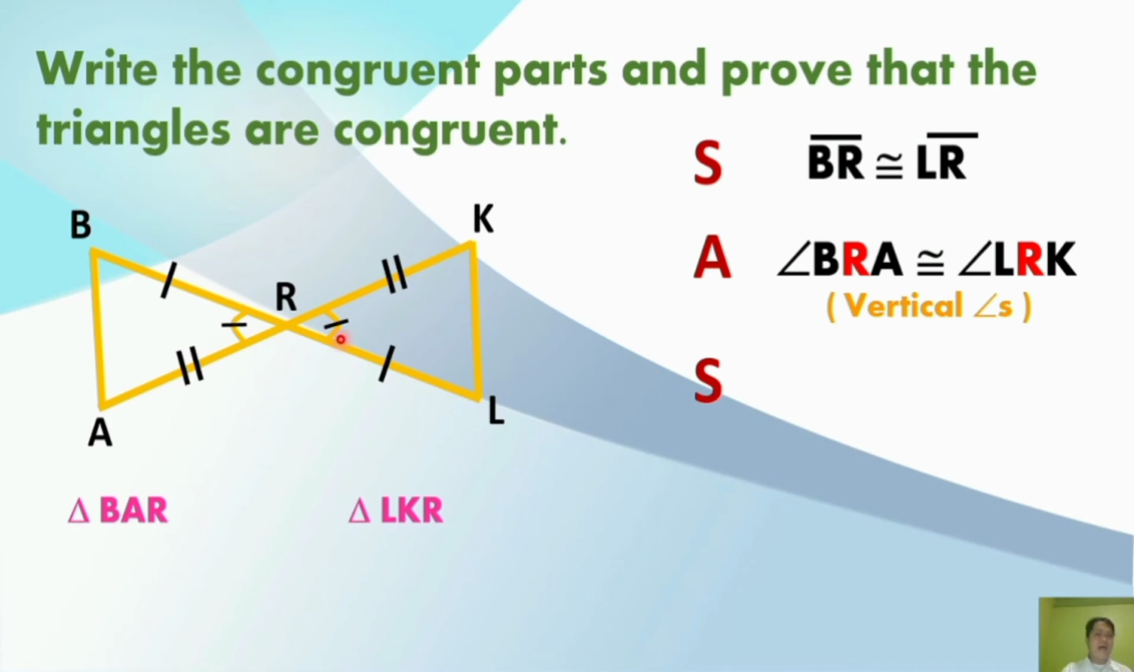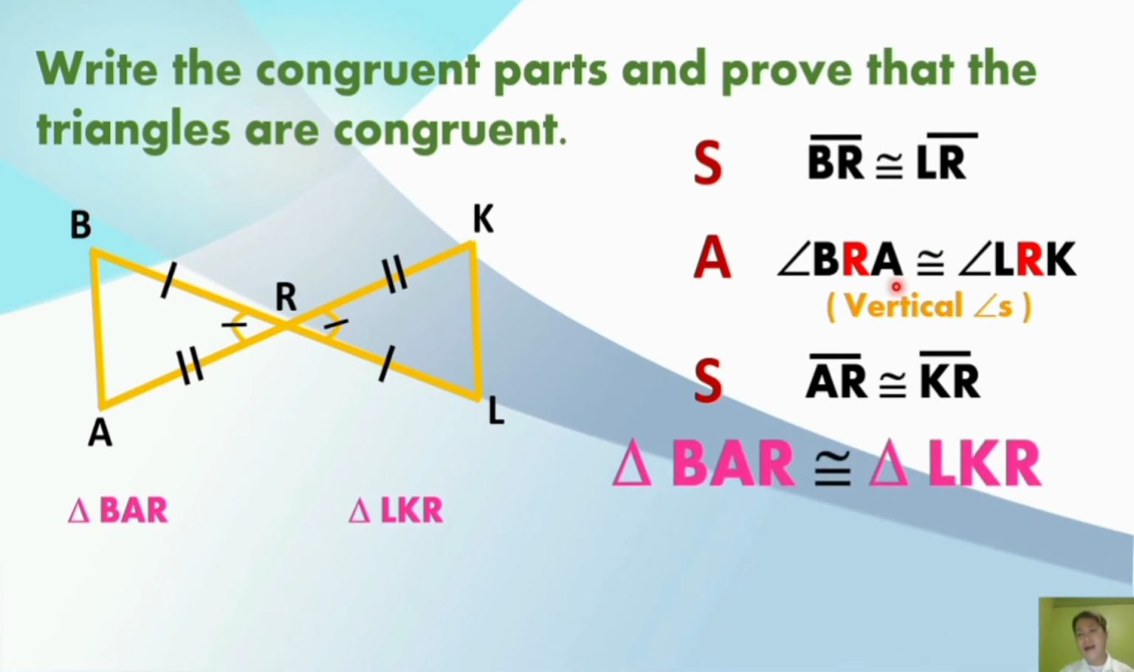And finally, we will have the third pair of corresponding parts, which is the second pair of sides. We have side AR corresponds to side KR, or side AR is congruent to side KR. So we have here 3 statements saying that 2 pairs of corresponding sides and a pair of included angles are congruent. Therefore, we can say that triangle BAR is congruent to triangle LKR by SAS congruence postulate.